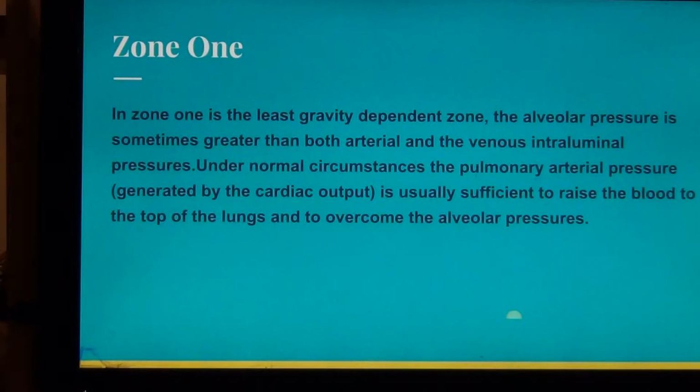We're going to talk about the three zones. Zone 1 is the least gravity dependent zone. The alveolar pressure is sometimes greater than both the arterial and the venous intravascular pressure. Under normal circumstances, the pulmonary artery pressure generated by the cardiac output is usually sufficient to raise the blood to the top of the lung and to overcome the alveolar pressure.